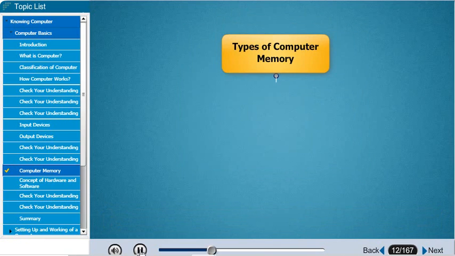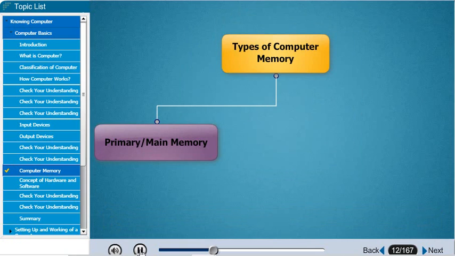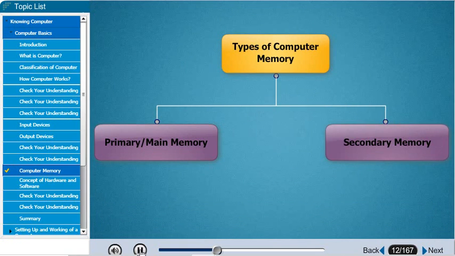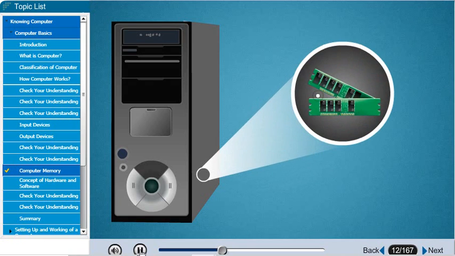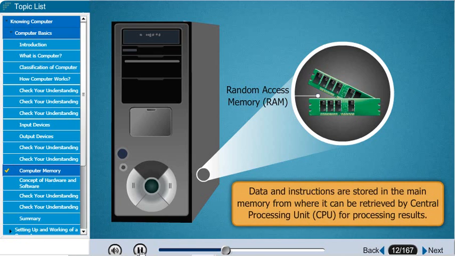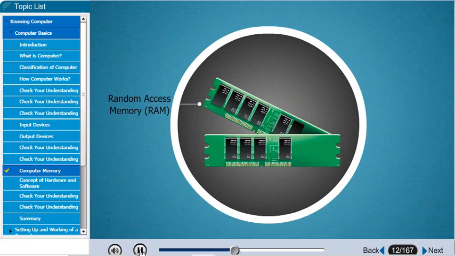Computer has two types of memory. These are primary or main memory and secondary memory. Let me explain computer memory in detail for you. The main memory is very fast and is also called random access memory or RAM. Data and instructions are stored in the main memory, from where it can be retrieved by Central Processing Unit or CPU for processing results. RAM is the memory in which all programs are stored.